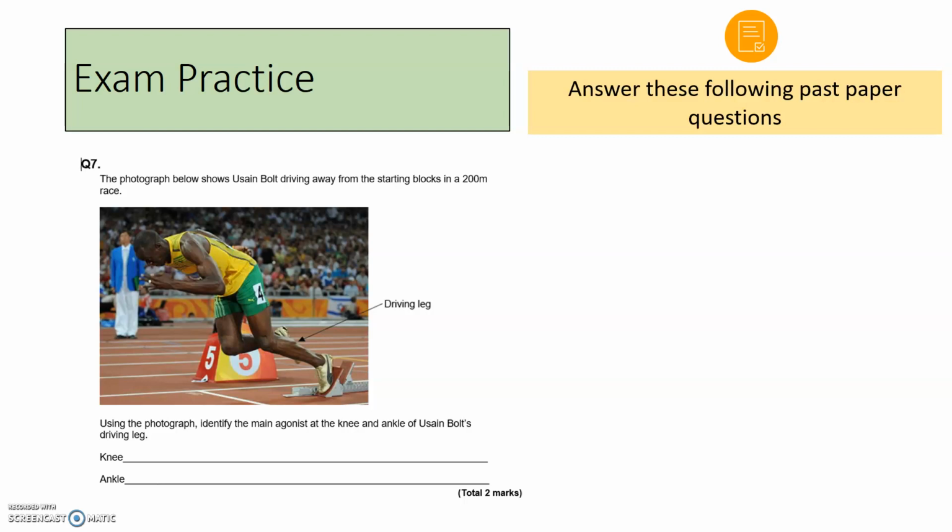Okay, so hopefully you've looked at both questions, you've tried to answer them. So let's focus on question 7 first. We've got Usain Bolt driving out of the blocks, and specifically it's asking for the agonist at the knee and the ankle. So we need to identify which muscle is contracting, is the prime mover.